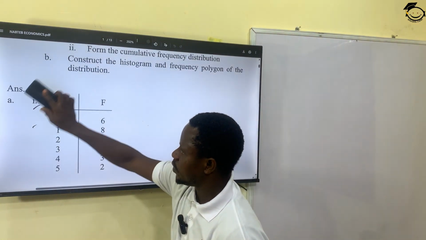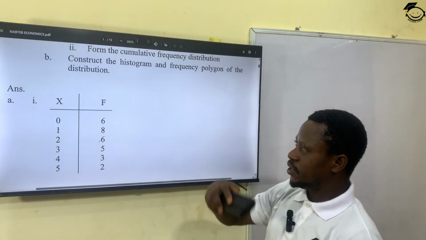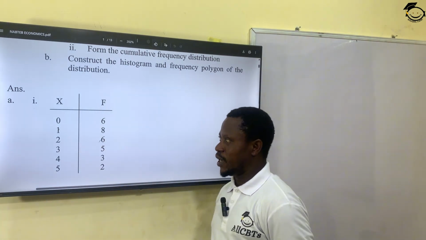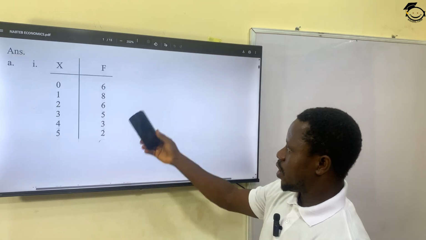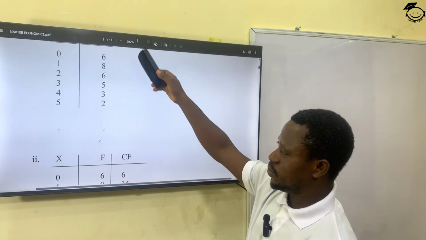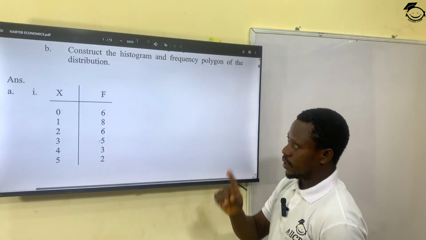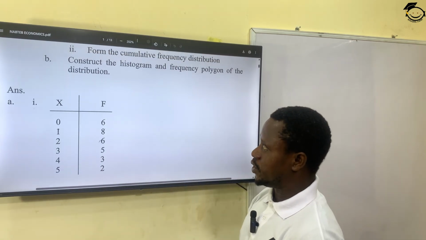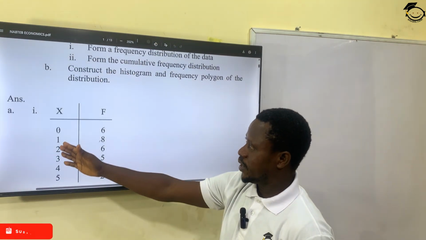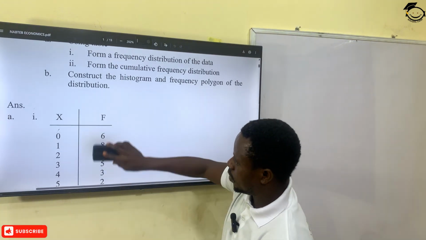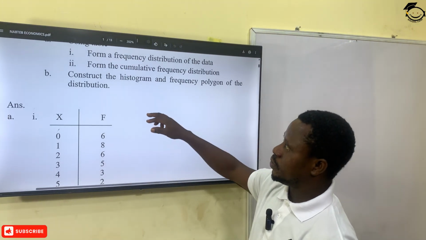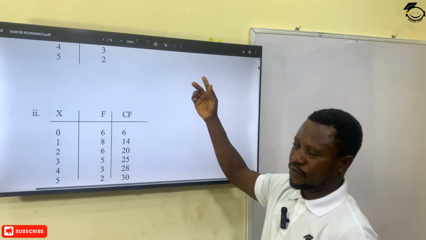Now, the frequency is the number of occurrences of that particular data, right? So we have the frequency table. That is the answer to the first part, A1. In this answer, you have just presented the table. From that data, you have created the frequency table. Okay? Now, from this frequency table, you are expected to form a cumulative frequency.